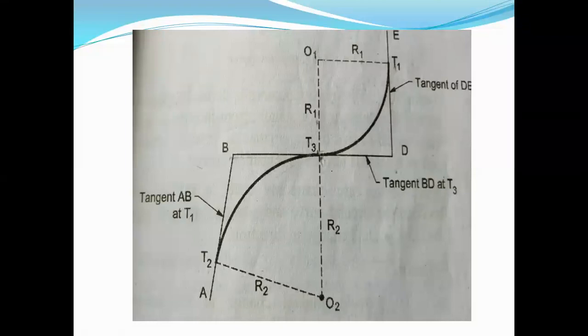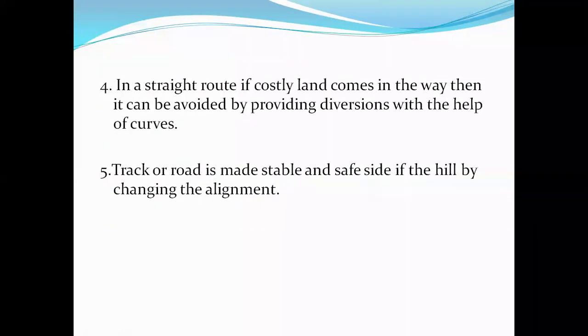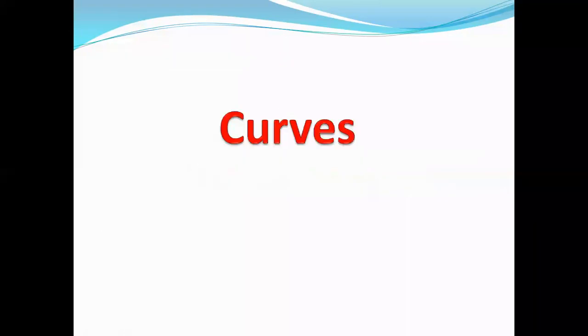Then the fourth type of horizontal curve is the transition curve. We will see that in the next lecture. Now we can just revise these points. Now see what we had discussed in this lecture. First we had discussed the curve.